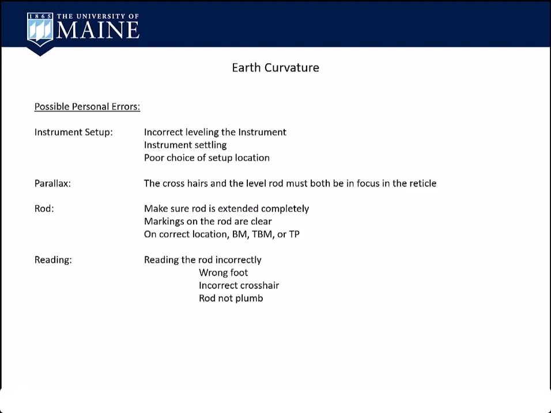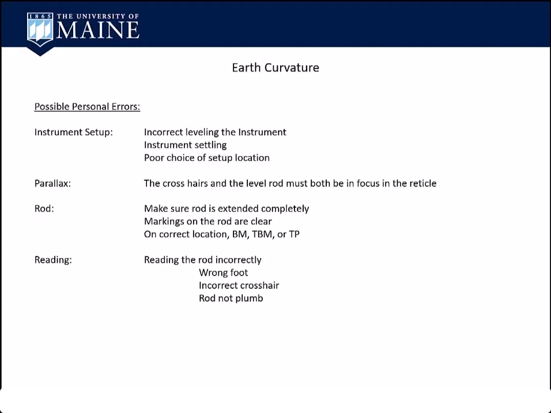Is he on the correct location? Like I said, did he stop, light up a cigarette, and talk on the phone while you were moving the instrument, and then you tell him to plumb the rod, he picks it up and he's still talking on the phone and he puts it in the wrong spot. So that's an error that certainly shouldn't have happened.